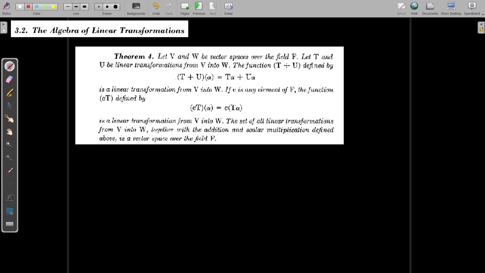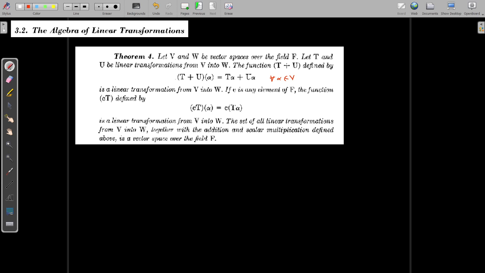The function T plus U, so this is the sum of two linear transformations, is defined by T plus U of alpha is equal to T alpha plus U alpha. This is for all alpha belonging to V, and it is a linear transformation from V into W.